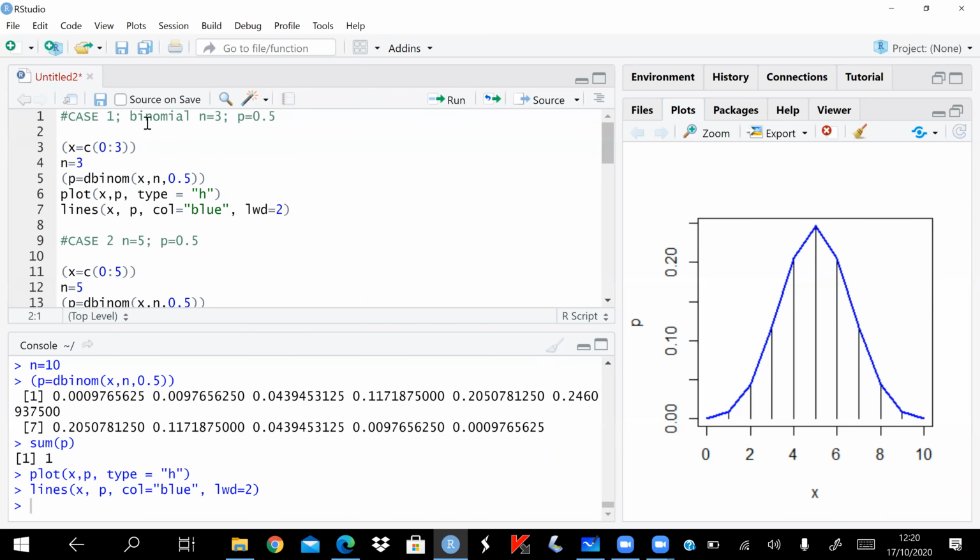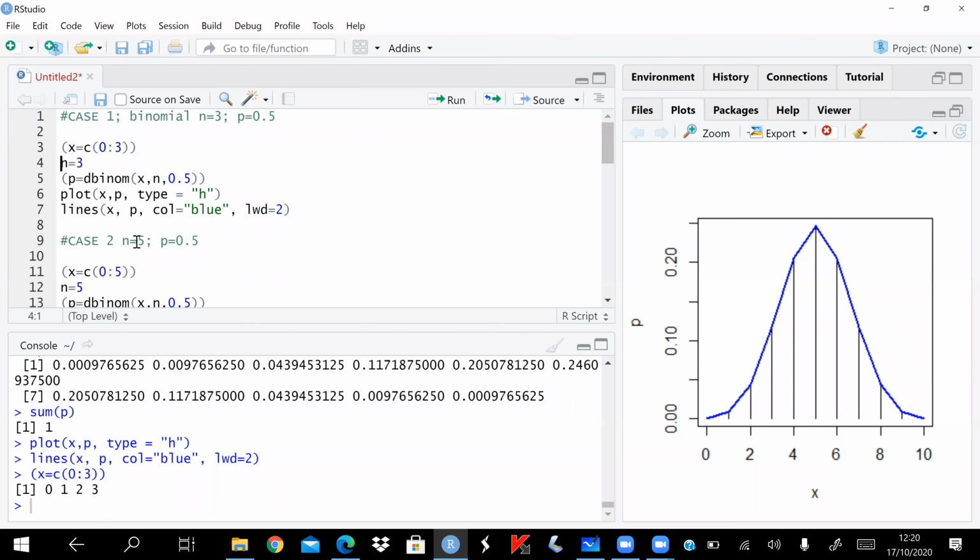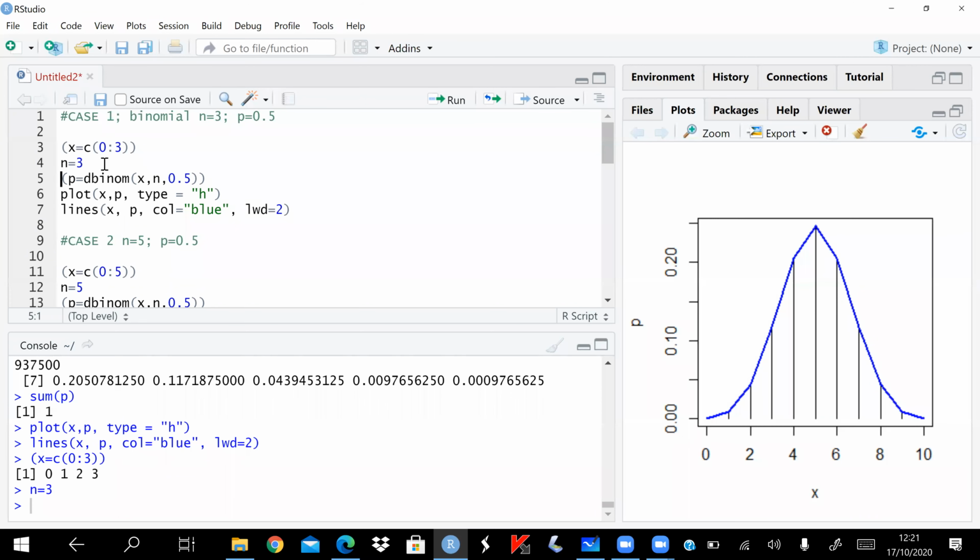So in our case number one, we are going to consider a binomial distribution when n is equal to 3 and the probability of success is 0.5. Remember, this probability of success of 0.5 is chosen for convenience. So the first thing I'll do, I'll define a vector here showing all the possible values of x. The number of successes can be 0, 1, 2, or 3 if n is equal to 3. Then I also need to say that the number of trials is 3.